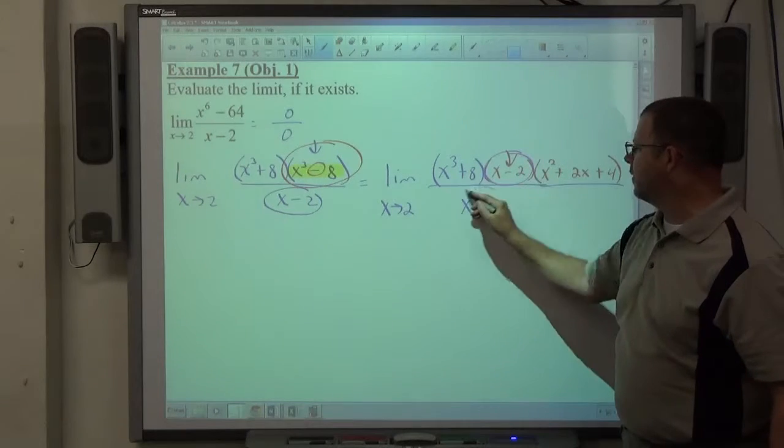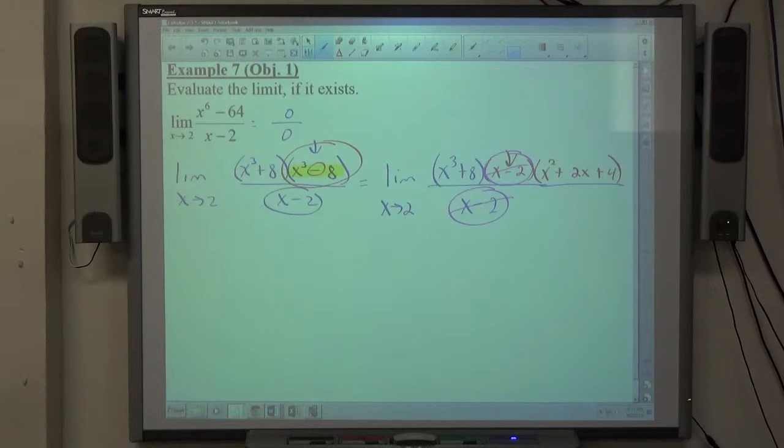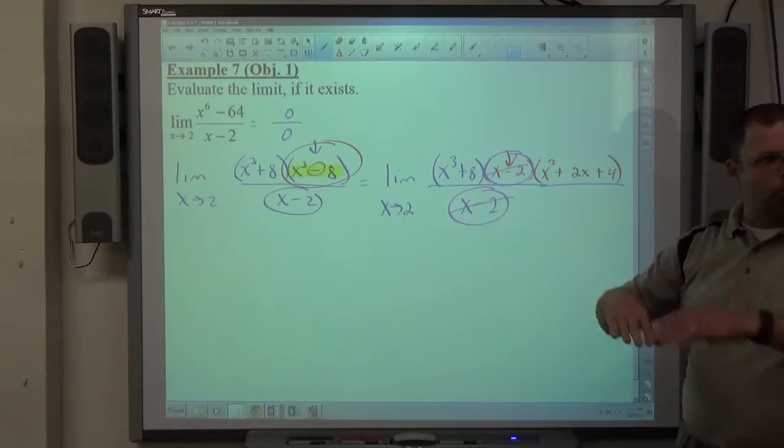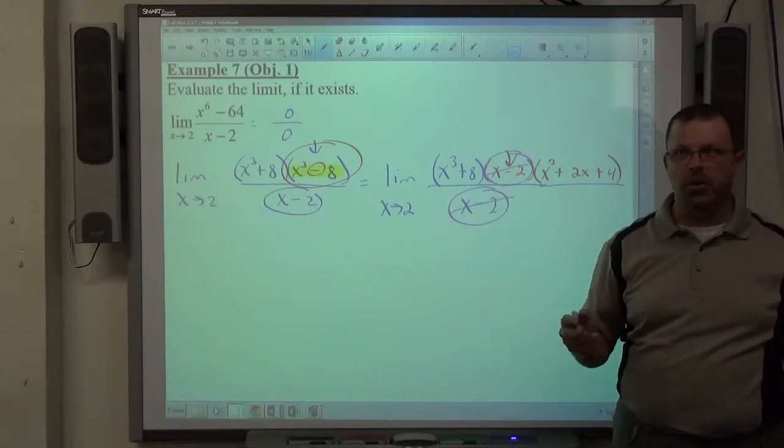Just like that, x minus 2 on top and x minus 2 on the bottom cancel, getting rid of that x minus 2. Again, I could have factored x cubed plus 8, but there was no purpose in doing it, so it's fine the way it is. Finally, now that the x minus 2 is off the bottom, there's no more division by 0.